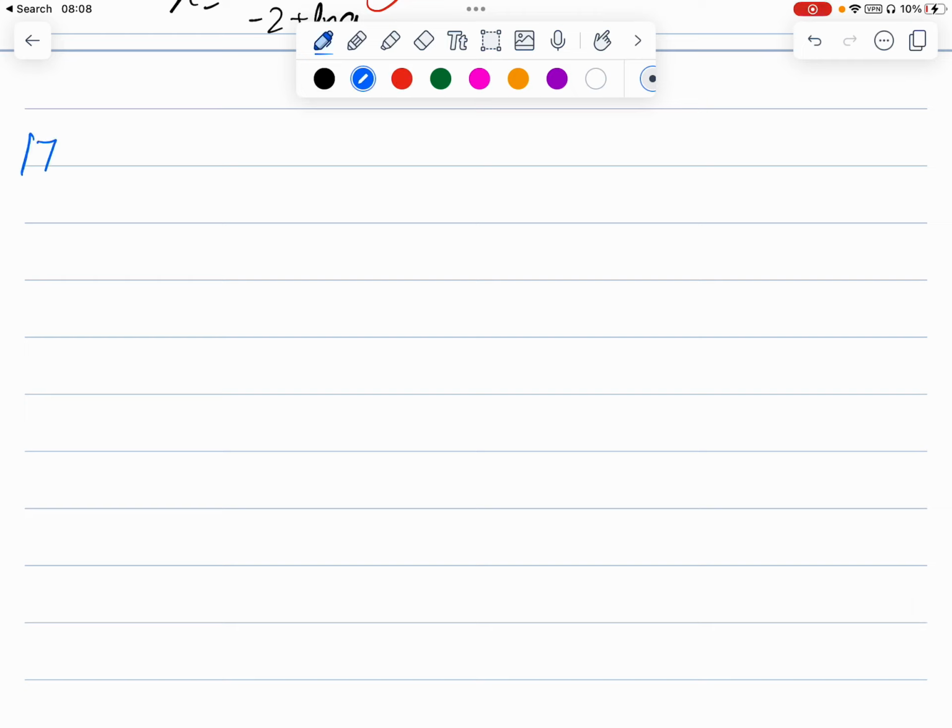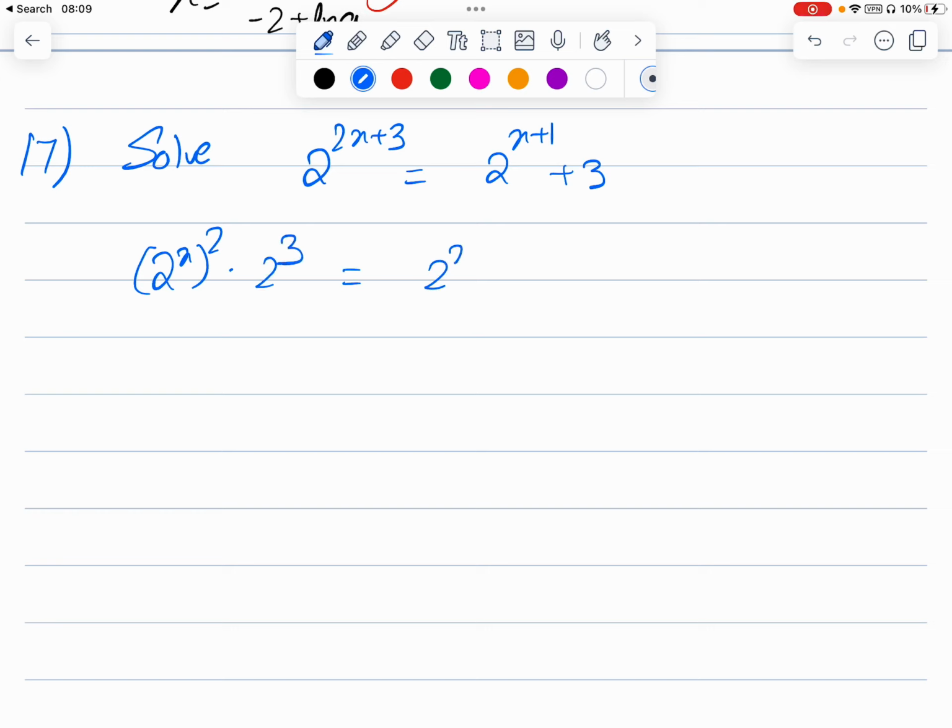Coming to question number 17. Solve this equation: 2 to the power of 2x plus 3 equals 2 to the power of x plus 1 plus 3. So it can be written as (2 power x) whole square times 2 power 3 equals 2 power x times 2 power 1 plus 3. So what am I going to do? Let 2 power x equal y. So it becomes 8y square minus 8y minus 3 equals 0.